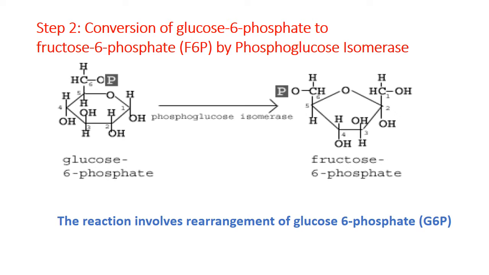Okay, the second step involved in glycolysis is the conversion of glucose 6-phosphate to fructose 6-phosphate, and the process is mediated by the enzyme called phosphoglucose isomerase. So basically, the process involves rearrangement of glucose 6-phosphate, as we can see in this diagram here. We had our phosphate here, and it will now move to the other side.